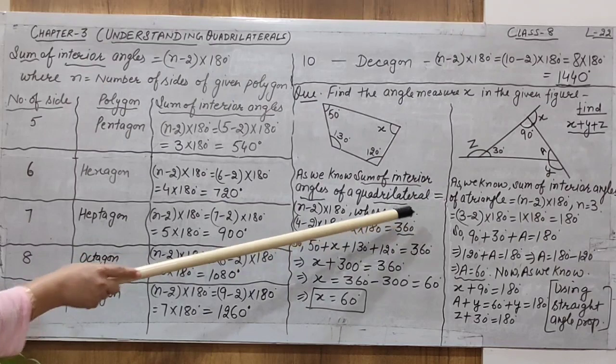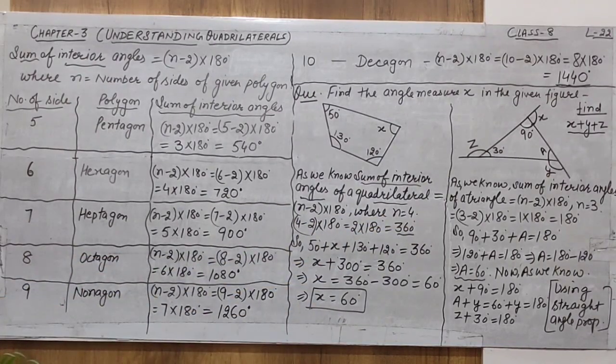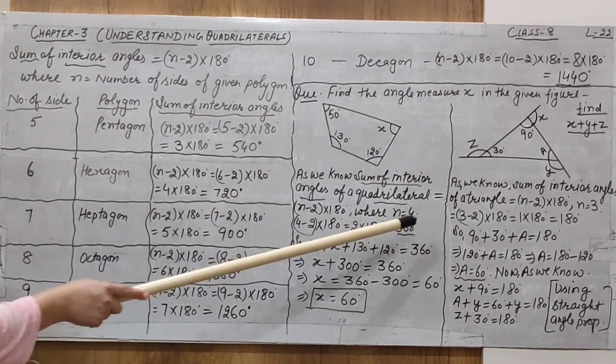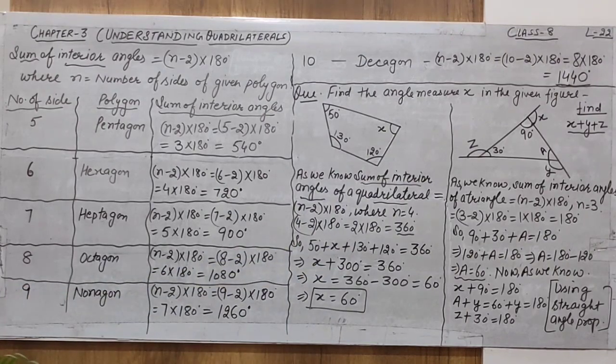Alright, n is equal to 4. Now, 4 minus 2 into 180 degrees. 4 minus 2 into 180 is equal to 2 into 180 degrees. That is n minus 2 into 180, where n is equal to 4. So we get 2 multiplied by 180 degrees, that is 360 degrees. So the sum of all the angles of a quadrilateral is equal to 360 degrees.